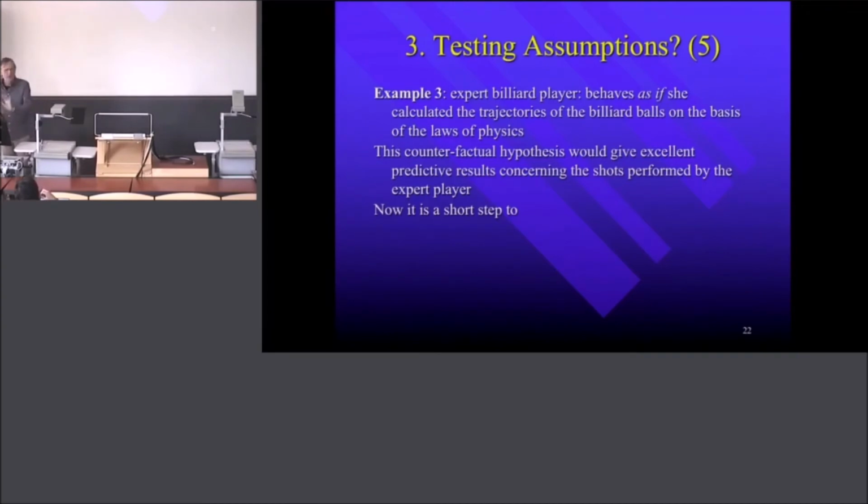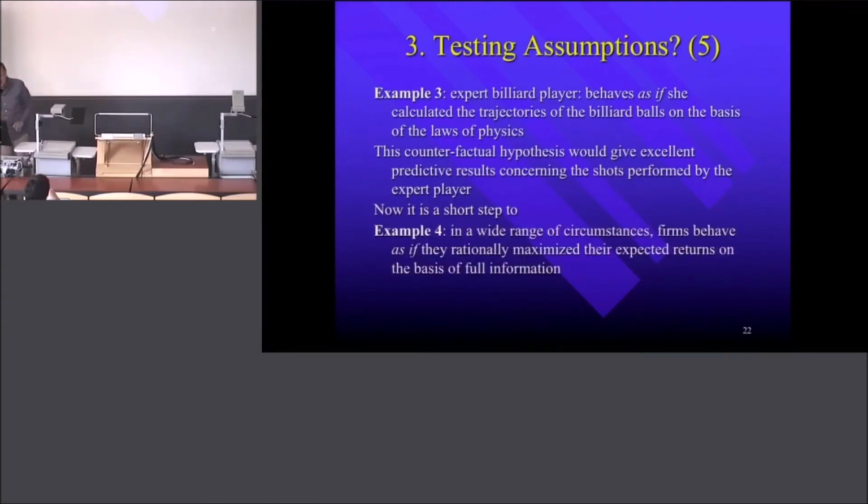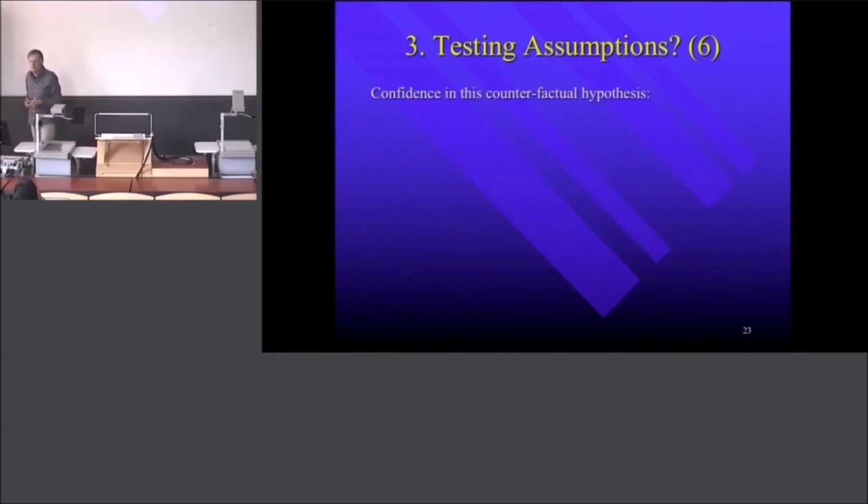This is a short step now, once you have digested that example, to example 4, which is now a real economic example. In a wide range of circumstances, firms behave as if they rationally maximize their expected returns on the basis of full information. Right? So this is the standard description of firms. They maximize their profits on the basis of full information, and we have fully transparent and working markets, and so on. You have many of these idealizing assumptions, and the agents are all rational, and so on and so forth. So this is very much the same as the expert billiard player example. This is what he's claiming.